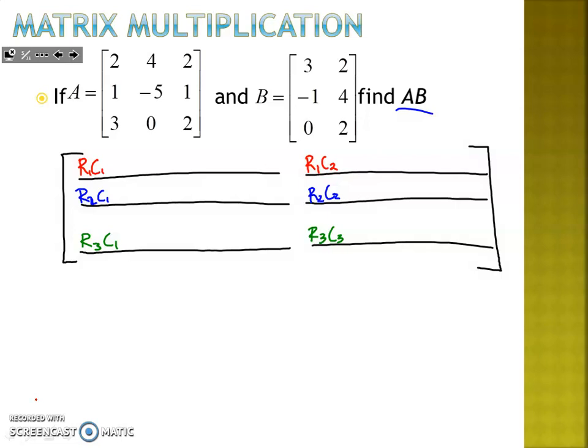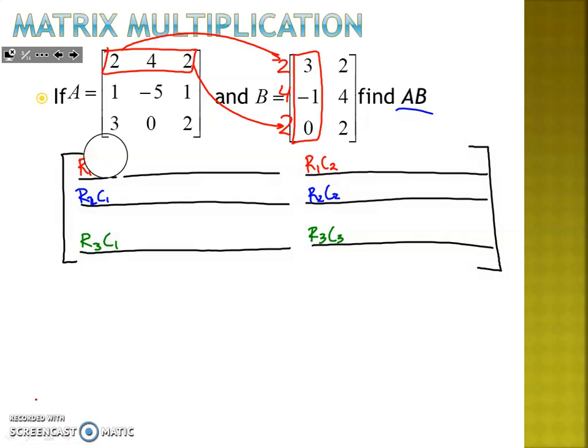Okay, so for this one here, I need to multiply row 1 by column 1. Okay, and remember when I do this, we're going to turn up. Okay, so I'm going to turn this up so it's a 2, 4, and a 2. Okay, when I do these, I show a lot of work. Okay, so for row 1, column 1, I'm going to then write out 2 times 3, 4 times negative 1, 2 times 0.